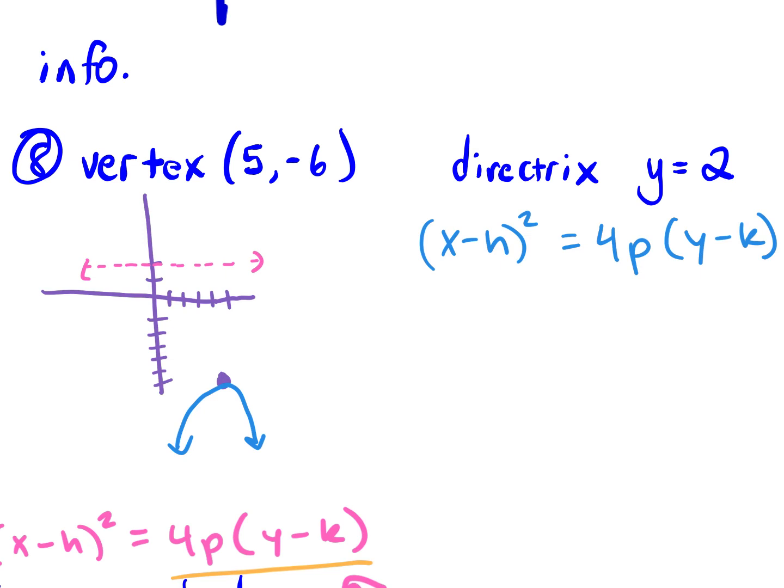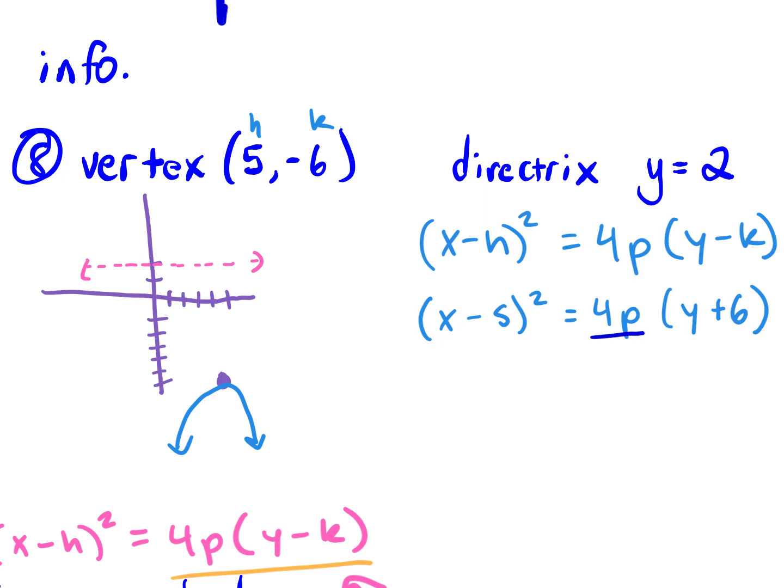Do I know h and k? Yes, so I'm going to plug those in. I have h and k from my vertex, so (x − 5)² is equal to 4p times (y − (−6)), which would become a plus 6. So next I have to find p.